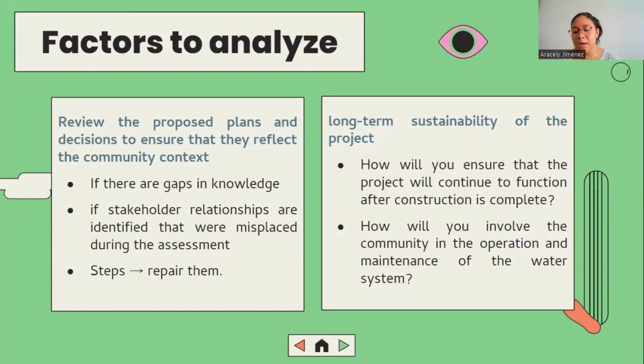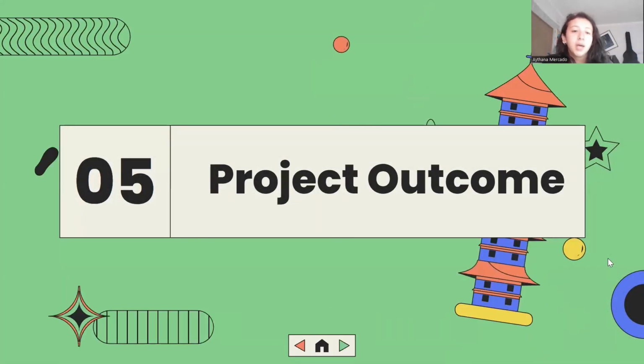Also, related to the last question, how basically the project will continue working after this group that implemented it is not going to be working there anymore, and it's all up to the community. Okay, well, now we have the last part, project outcome.